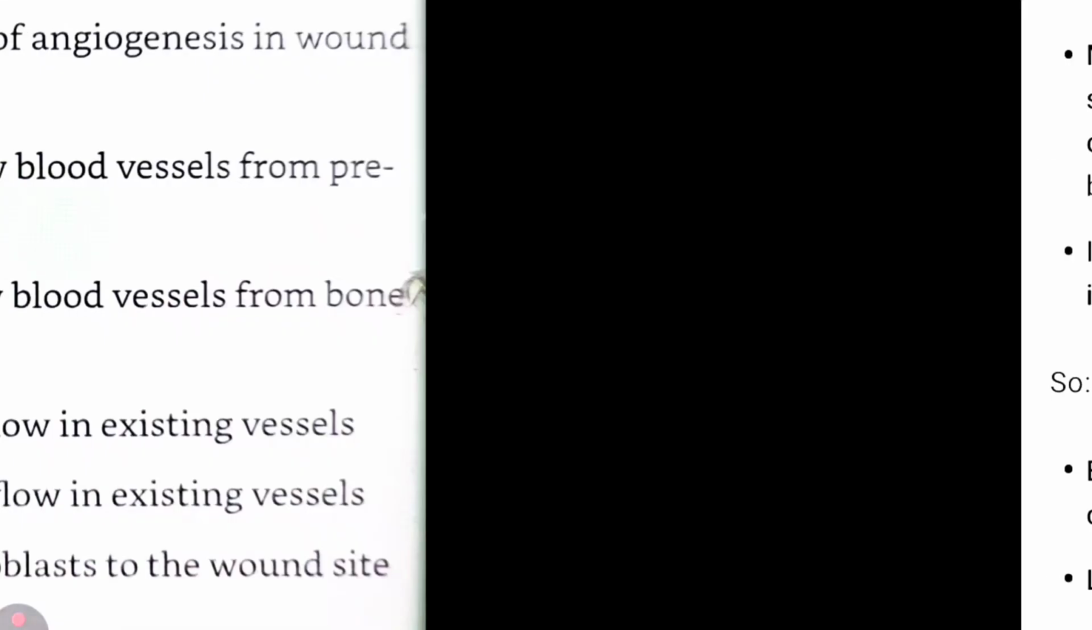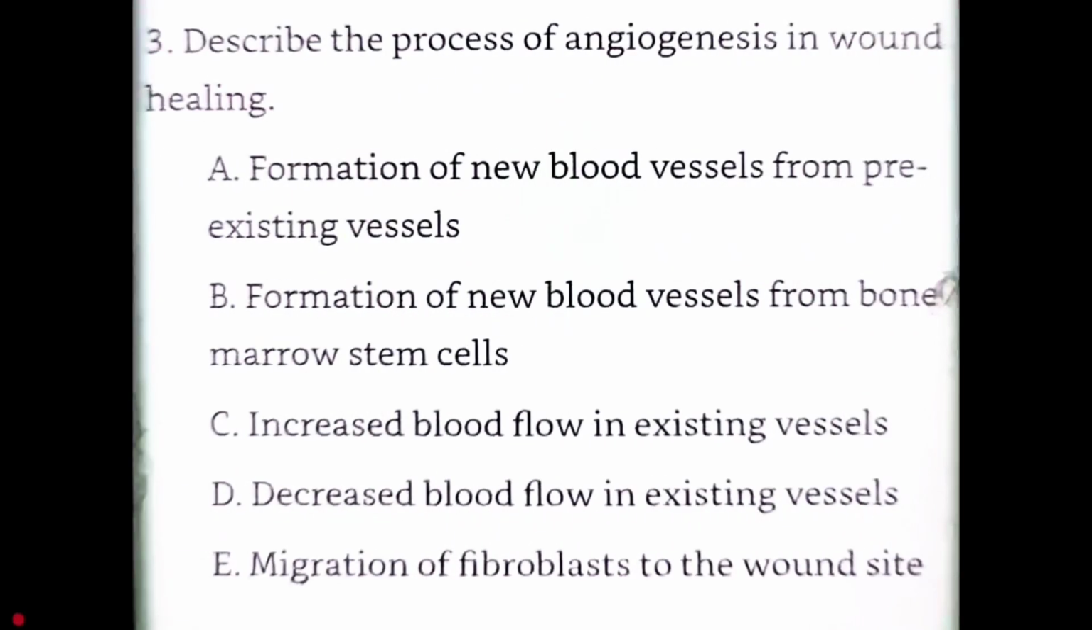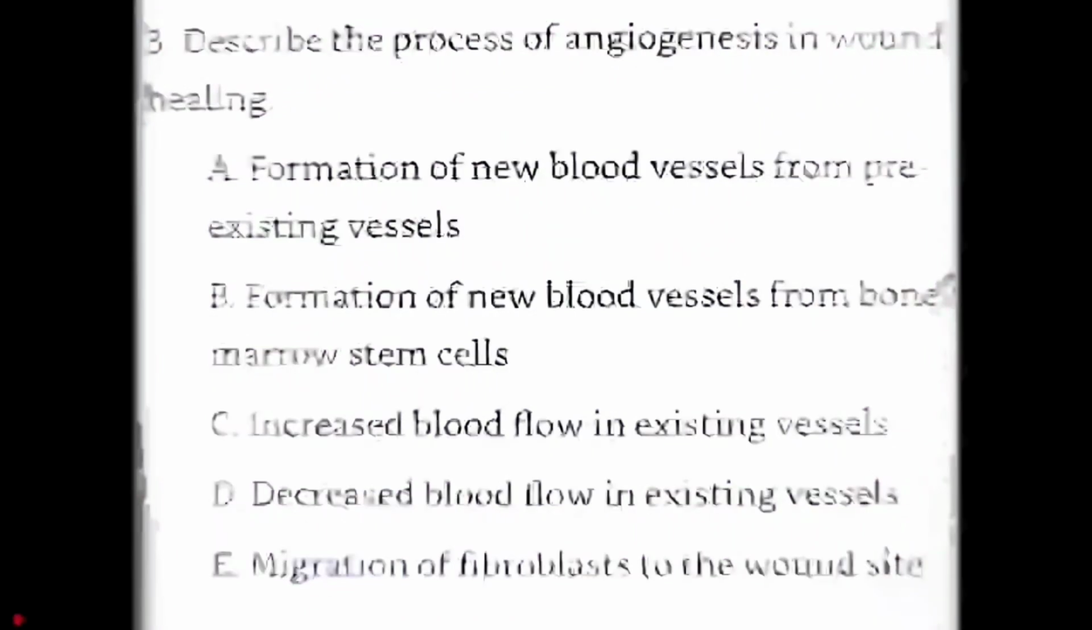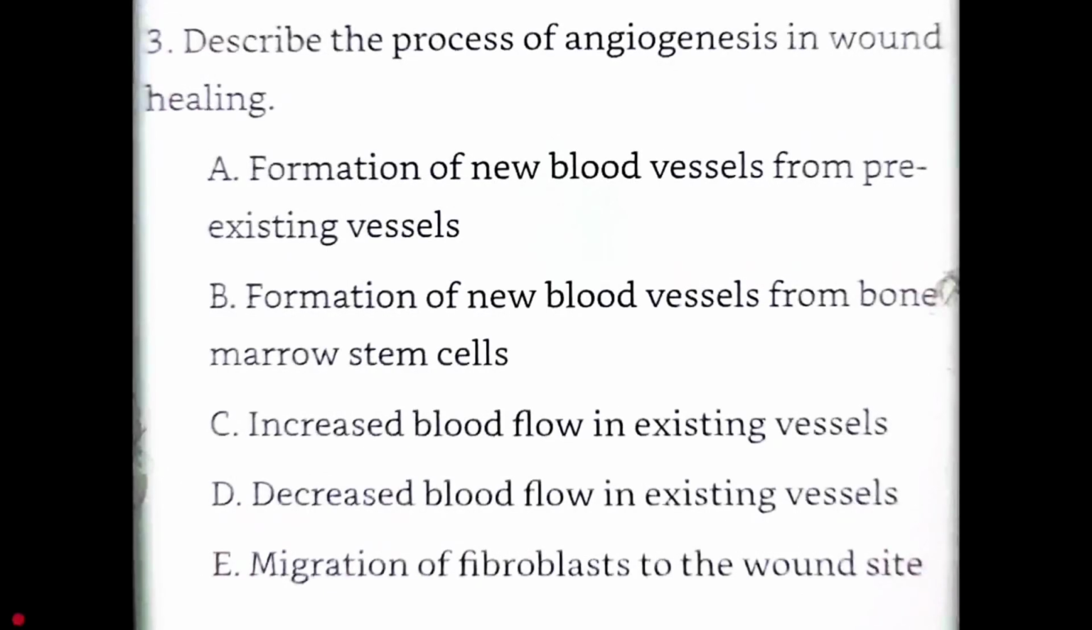IV, oral and rectal. Now, describe the process of angiogenesis in wound healing: formation of new blood vessels from pre-existing vessels, or formation of new blood vessels from bone marrow stem cells, or increased blood flow in existing vessels, or decreased blood flow in existing vessels, or migration of fibroblasts to the wound site. So what is the single best answer here?